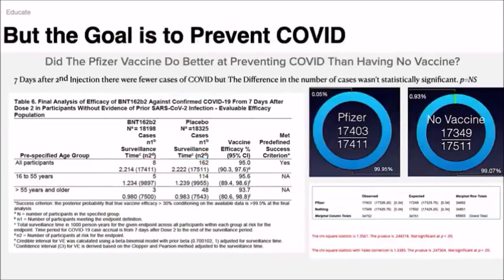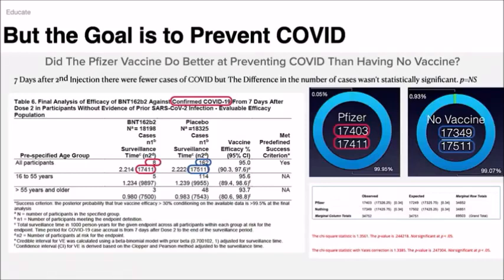So let's look at the data. Their data, not mine. If we ask for confirmed COVID cases, you'll see that in the vaccinated group for Pfizer, there were 17,411 people. 8 people were diagnosed with COVID, which leaves you with 17,403. Non-vaccinated, there were 17,511. 162 were diagnosed with COVID, which leaves you with 17,349 who did not develop COVID. Those are the numbers.